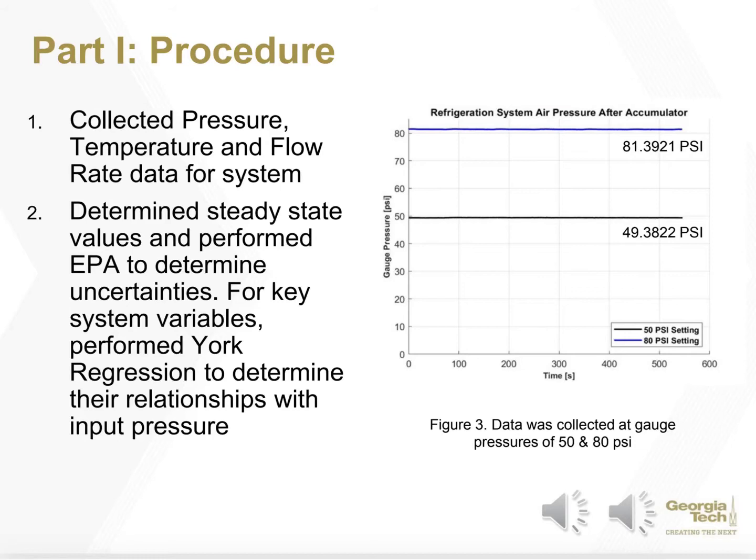In the plot, you can see the actual gauge pressure of the air right before it entered the vortex for both the 50 psi and 80 psi cases. These steady-state pressures are very consistent, so we have a great deal of trust in the steady-state pressure values.